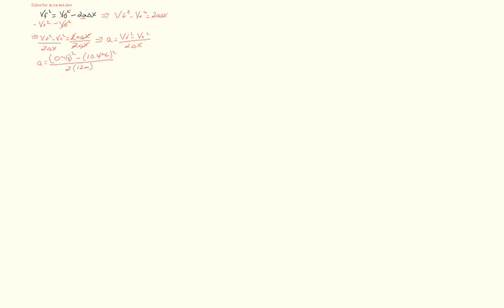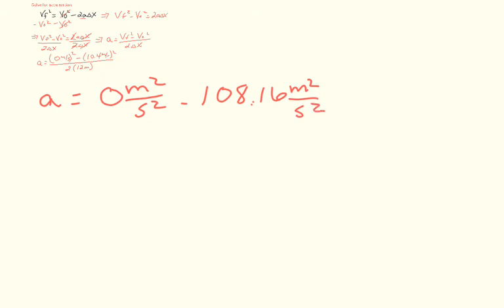All right, so I'm going to go ahead and just start simplifying here. I know that acceleration is equal to 0 squared, which is 0 meters squared over second squared, minus 10.4 squared, which is 108.16 meters squared over seconds squared, right? Because I've already squared that. Divided by 2 times 12 meters gives me 24 meters.